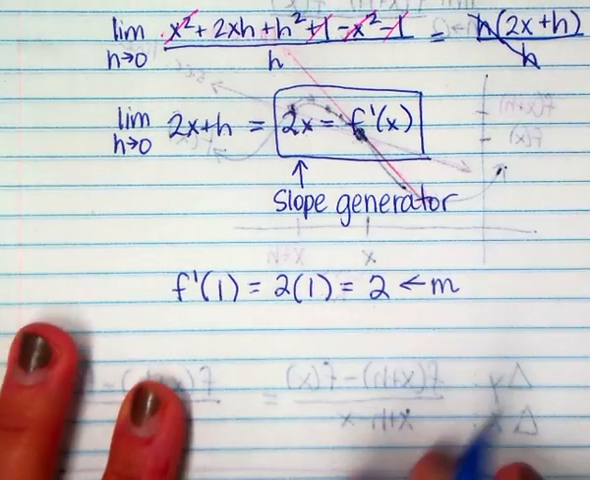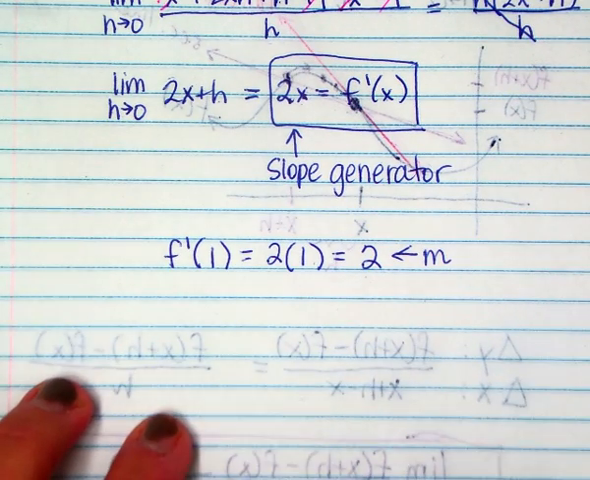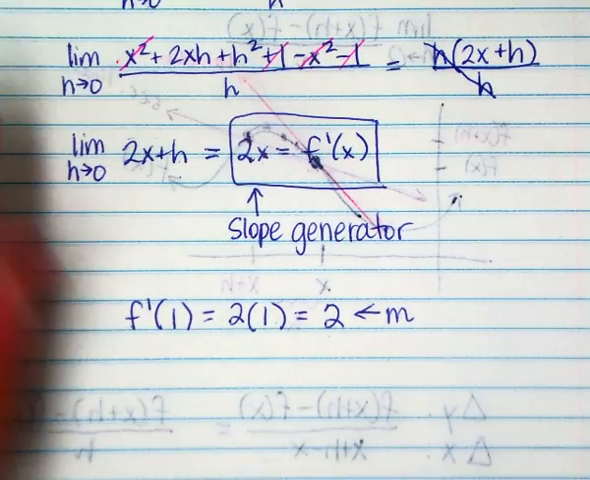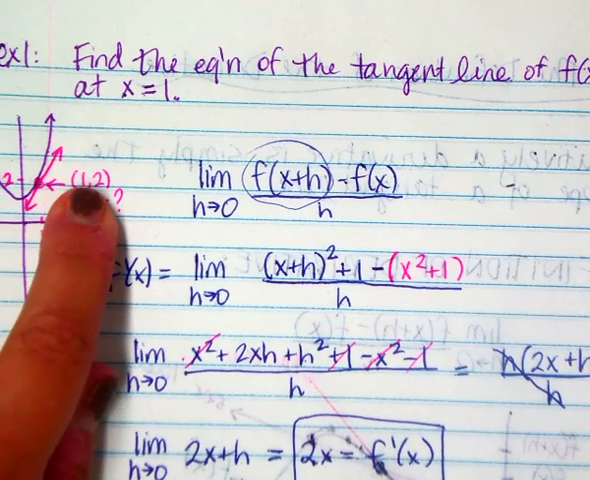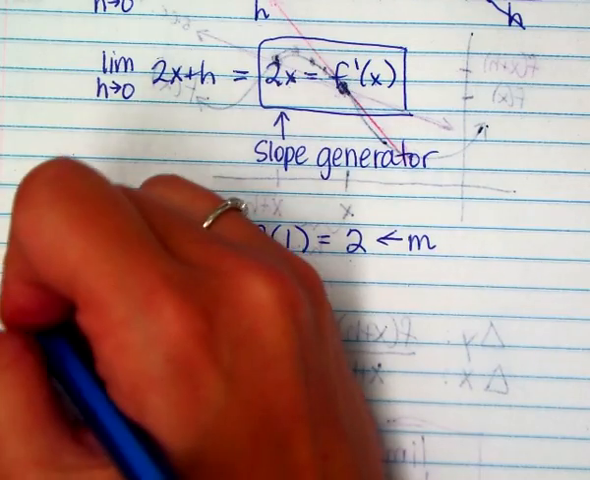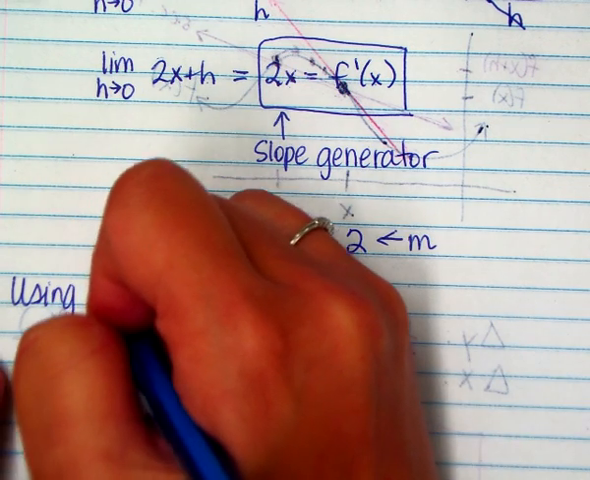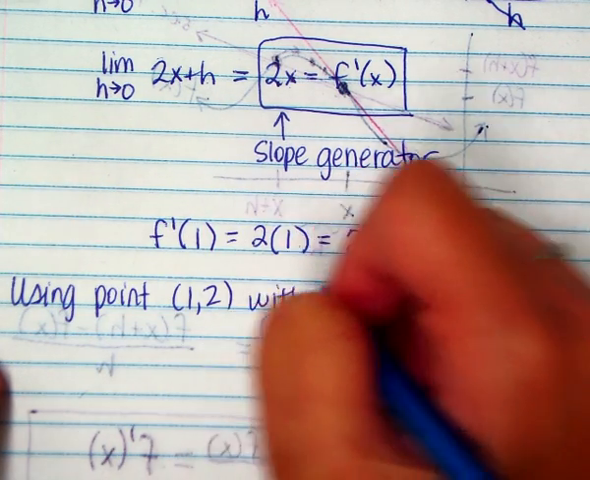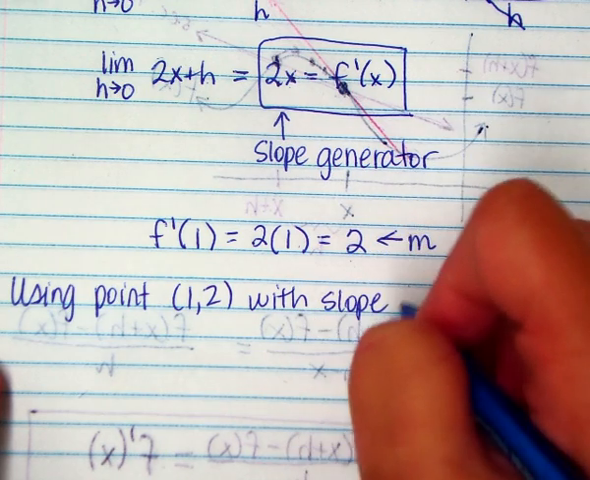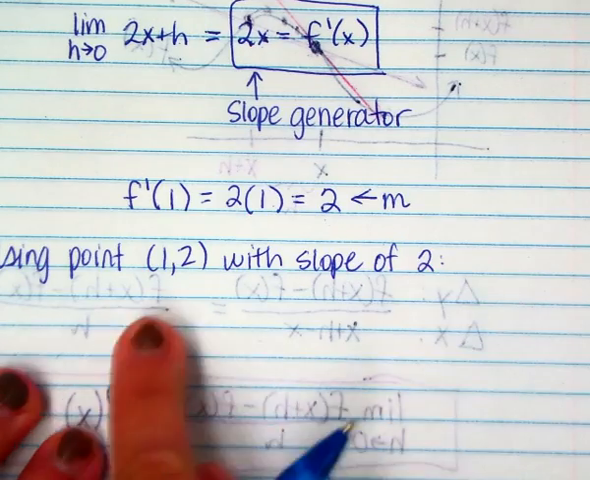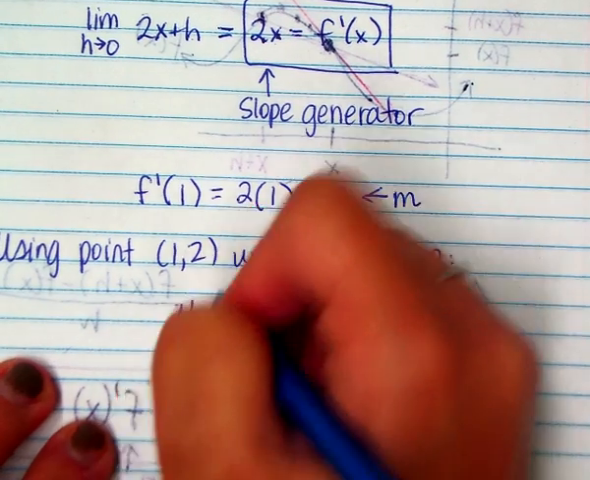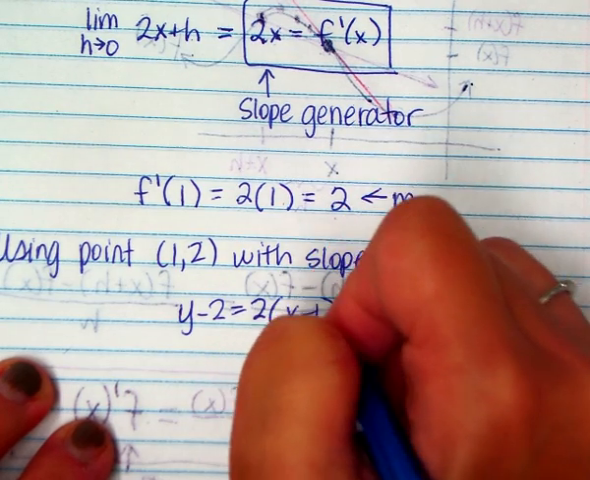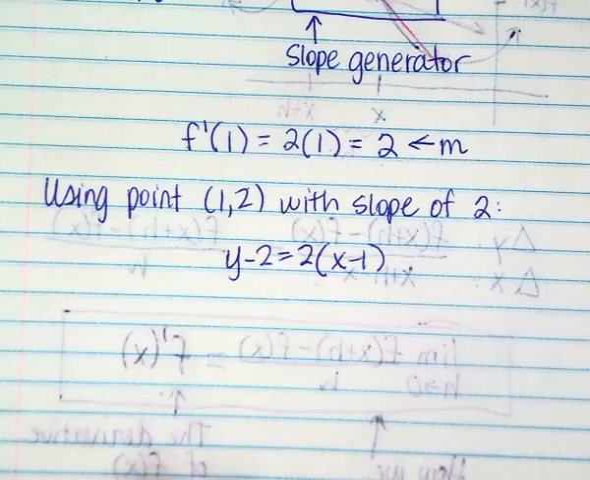Okay? So the original question said find the equation of the tangent line, right? So I know that it goes through (1, 2). I'm going to use point-slope form. So using the point (1, 2) with the slope that I generated of 2, I get this equation: y minus 2 equals my slope times x minus 1. Okay, now here's another thing.